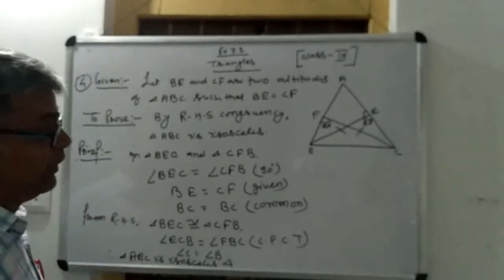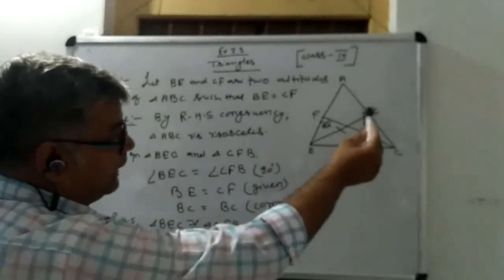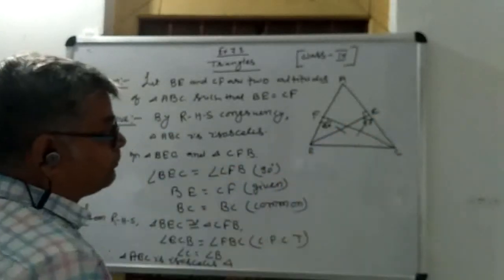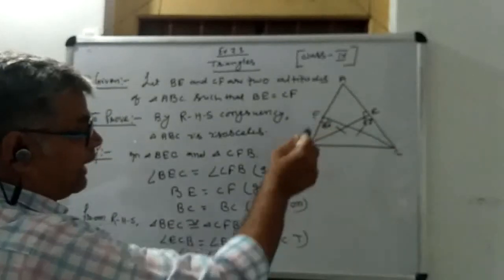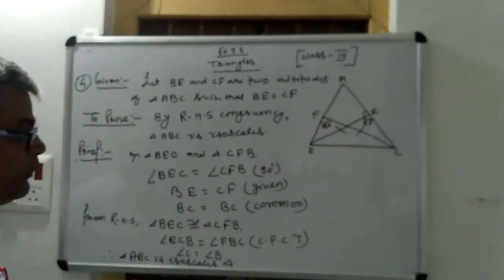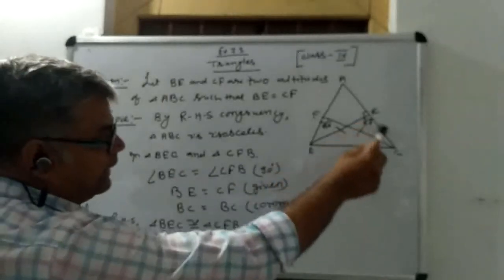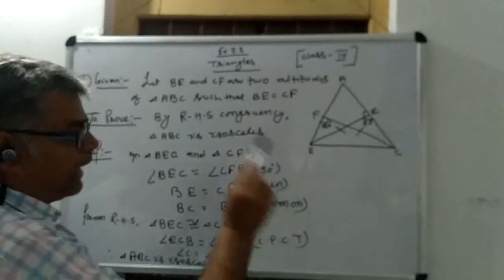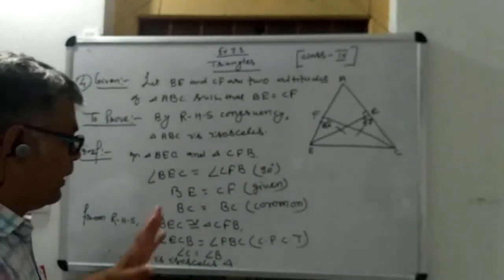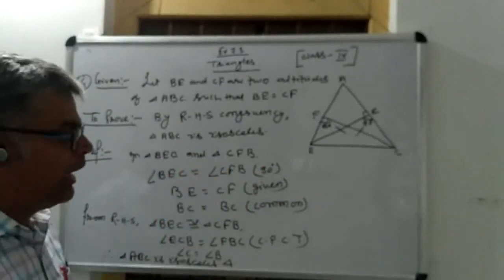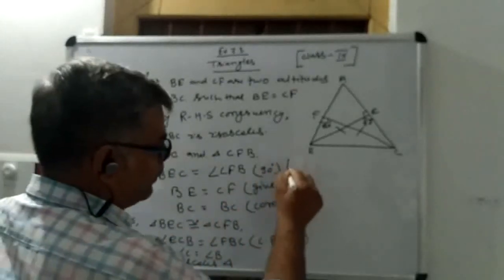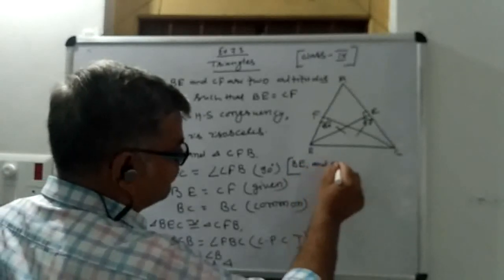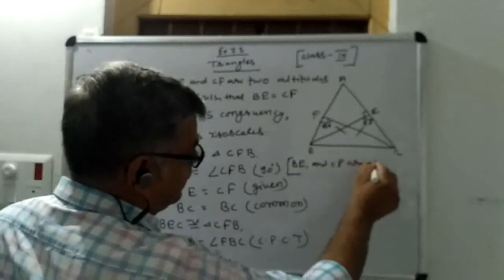So first we take triangle BEC and triangle CFB. Then as you can see, angle BEC is equal to angle CFB, each of 90 degrees, because BE and CF are altitudes.